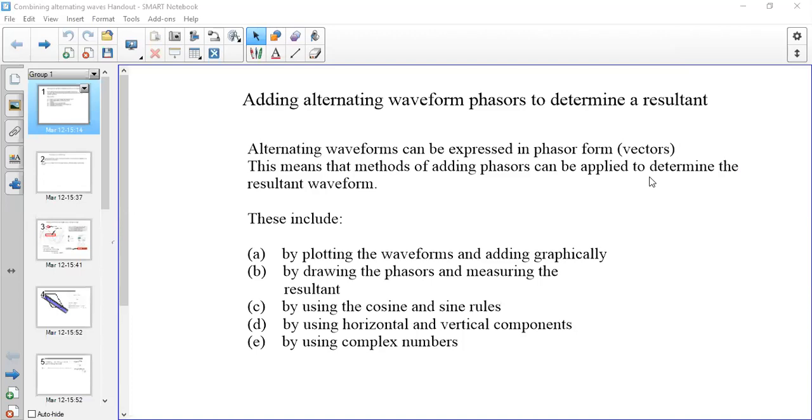So what we're going to look at today is adding alternating waveform phasors to determine a resultant. Some of this will feel a little bit similar because we've been doing work with phasors, or with vectors, in maths as well, and we've been doing vector work in electrical too. If you have an alternating waveform in the sine omega t form, with a phase angle, you can add phasors to get a resultant waveform.